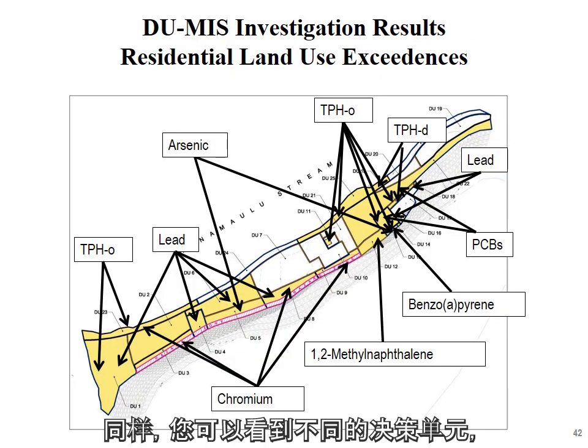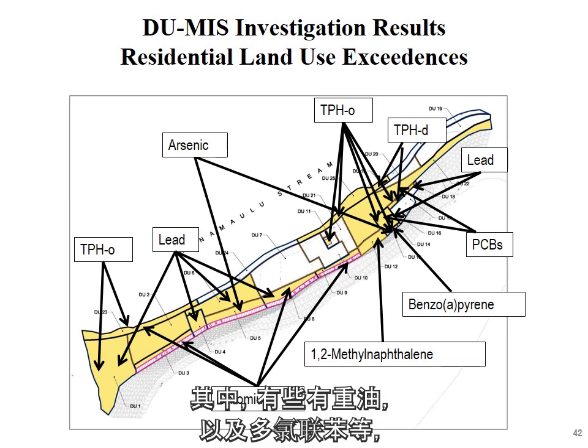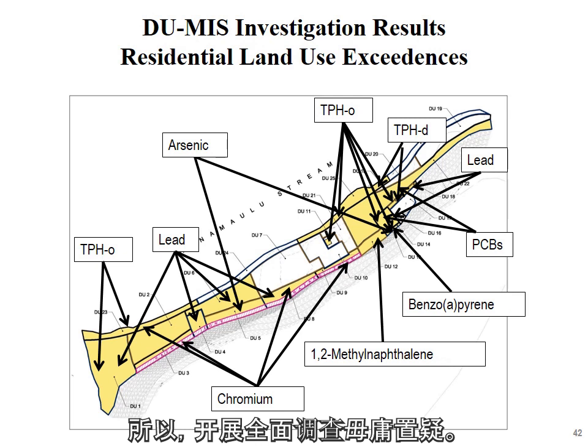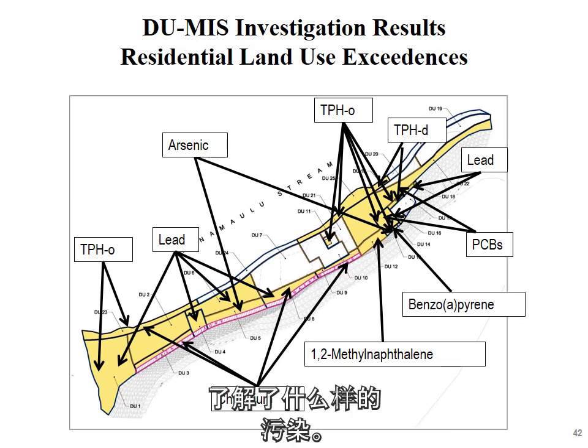Also you can see in the different DUs, they had metal contamination in some, heavy oil in some, PCBs and other. So really thorough investigation, no doubt. They had this site very well investigated, understood what kind of contamination was there.